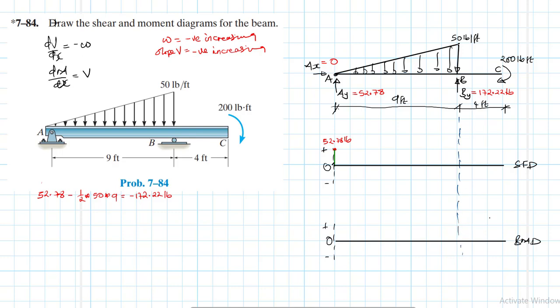Okay, so somewhere here, let's say it is somewhere here. All right, and this value is 172.22 pounds. We know that shear itself is negative increasing because our load is negative increasing, our shear slope. So negative slope and increasing, of course it has to go like this.